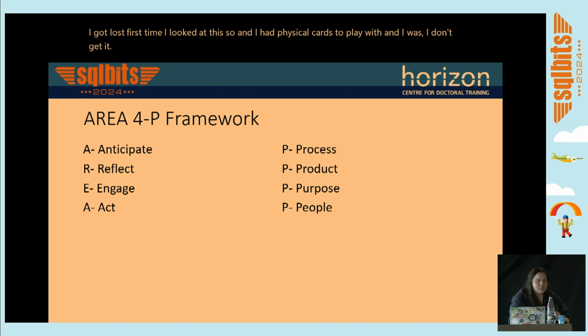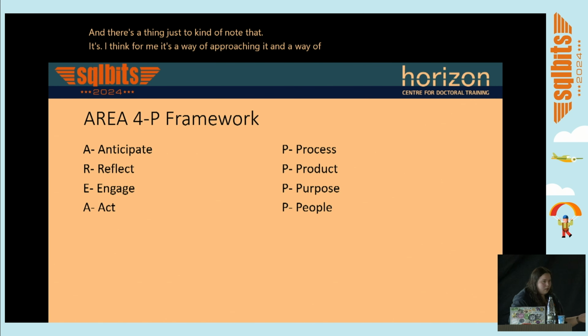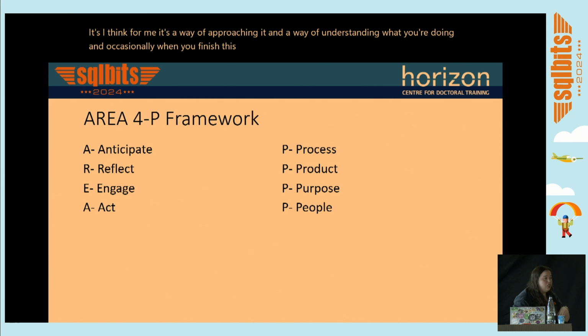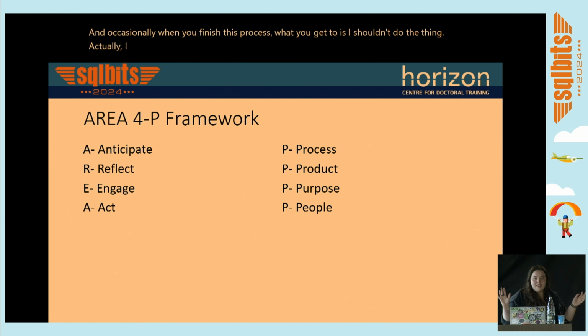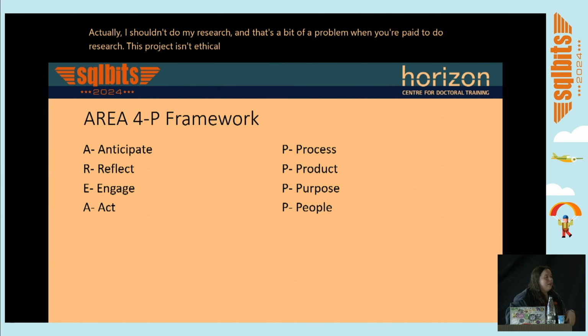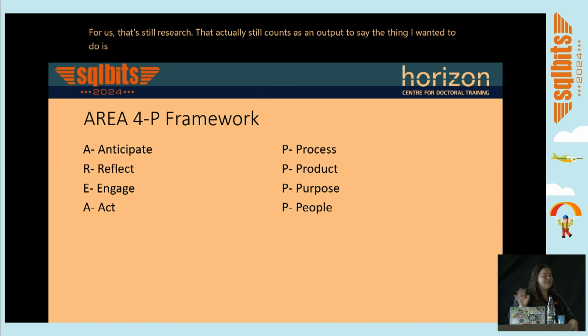Just to note, it's a way of approaching it and a way of understanding what you're doing. And occasionally, when you finish this process, what you get to is, I shouldn't do the thing. Actually, I shouldn't do my research. And that's a bit of a problem when you're paid to do research, and you're like, eh, this project isn't ethical, I can't do it. For us, that's still research. That actually still counts as an output, to say the thing I wanted to do is unethical. You can still publish that paper.